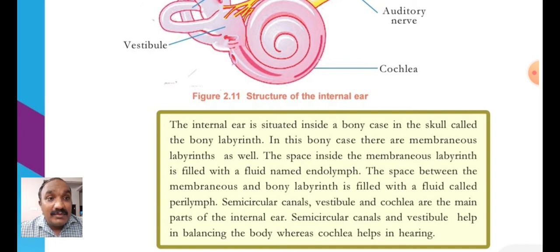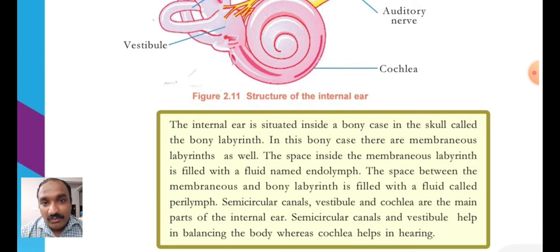In this bony case, there is a membranous labyrinth as well. That means inside the bony case there is a membrane cover, a soft tissue cover, called the membranous labyrinth. The space inside the membranous labyrinth is filled with a fluid named endolymph. Study very well: the internal ear has a bony case and a membrane case, and the fluid inside the membranous labyrinth is called endolymph.